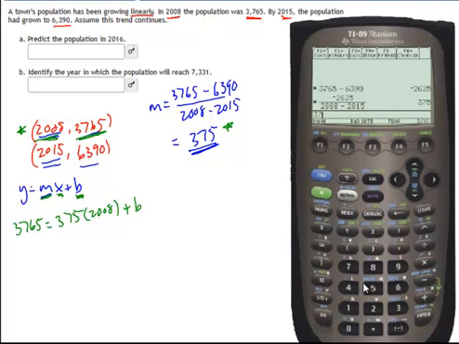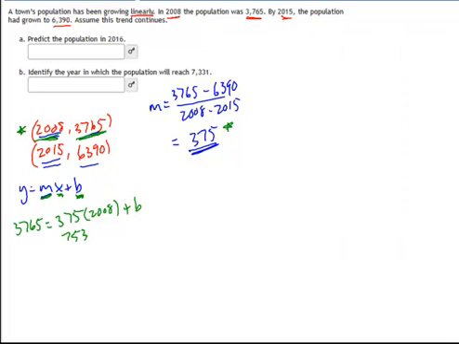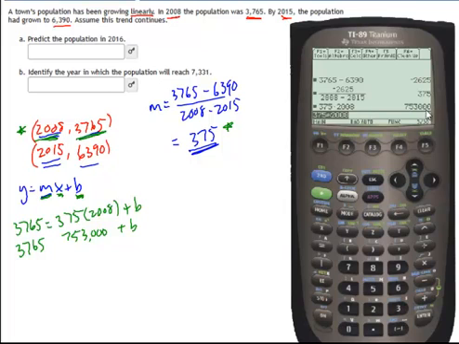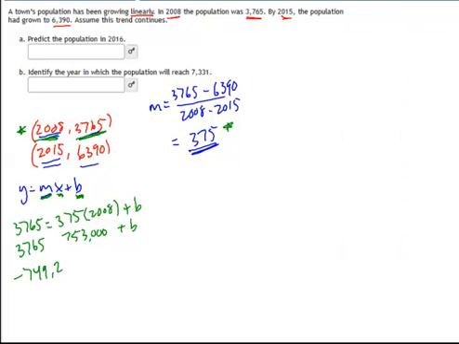If I take 375 times 2008, I get 753,000 plus b is equal to 3765. Subtract the 753,000 from both sides. So 3765 minus this whole quantity, and I get negative 749,235. And so there is my b value. So I have my slope and my y-intercept.